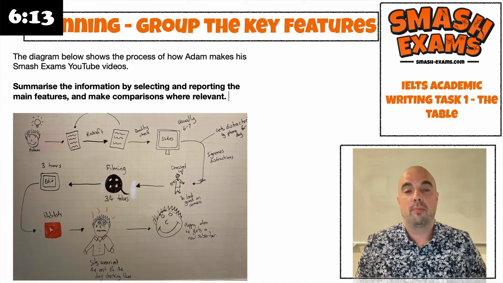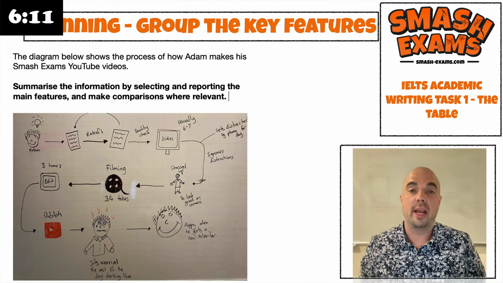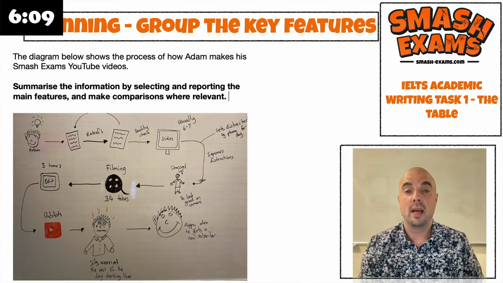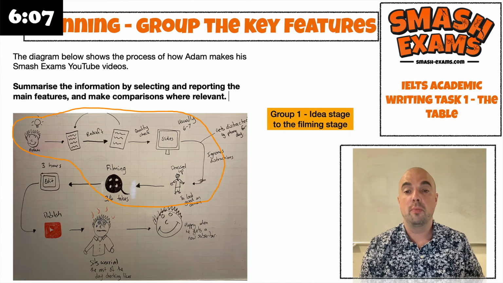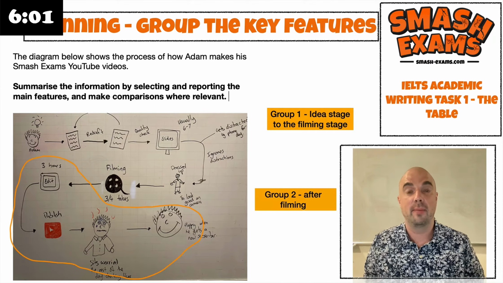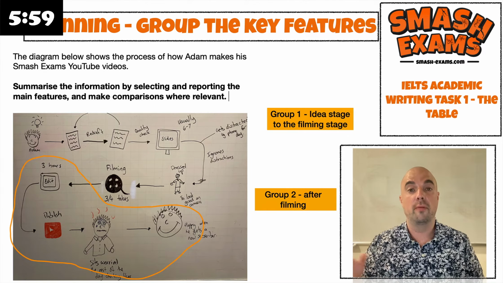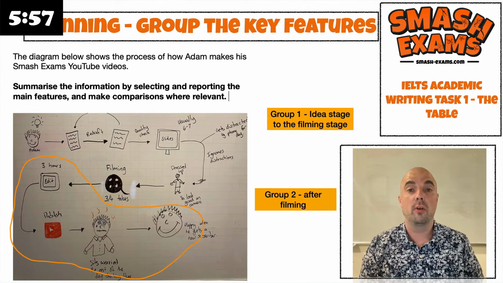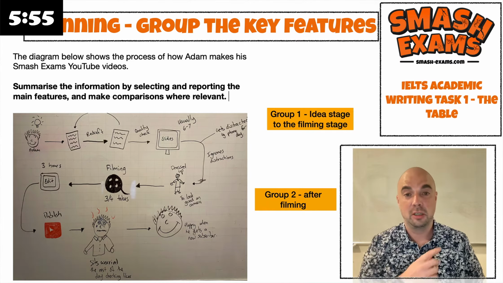The best way to do it on a process is to split the diagram into 2 key stages. I've chosen to use the first group as the idea stage till the filming stage, and then that means my second group will be after the filming. This is key because you can use group 1 for the first body paragraph and group 2 for the second body paragraph. Let's get on with the introduction.